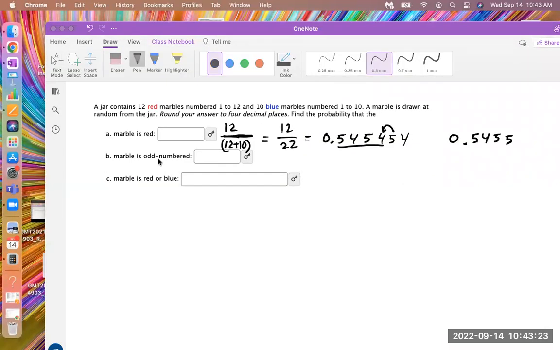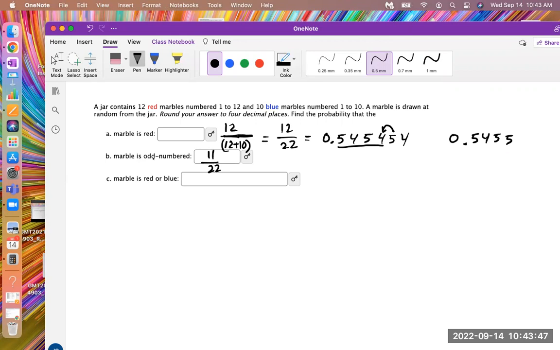All right, the marble is odd. Well, they're all the numbers between 1 and 12, which half of those are odd, and then all the numbers between 1 and 10, half of those are odd. So there's 22 numbers, half of them are odd, so there's 11 that are odd. So it's 11 out of the total 22.